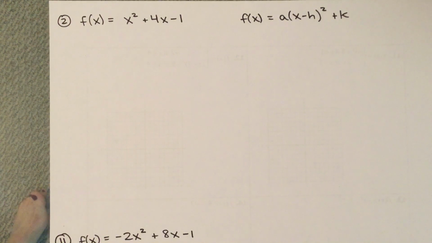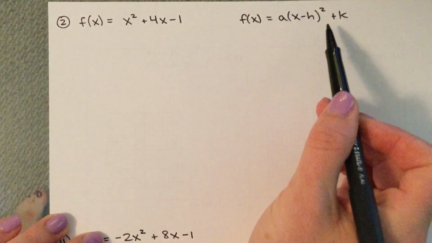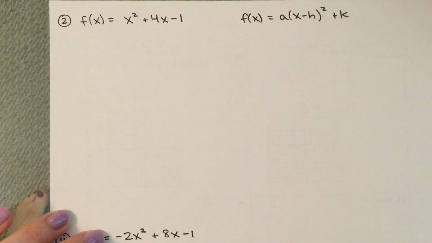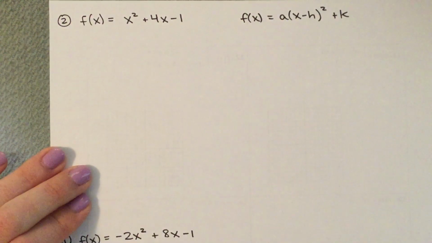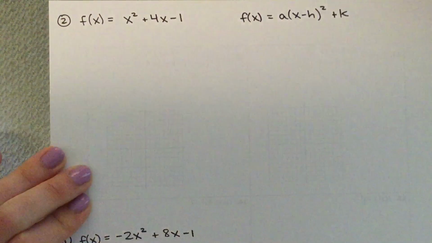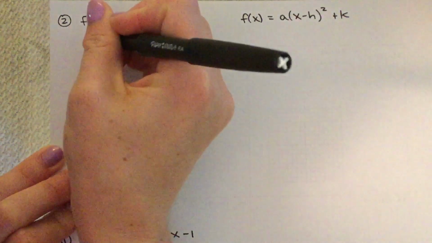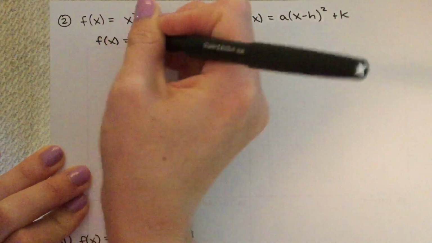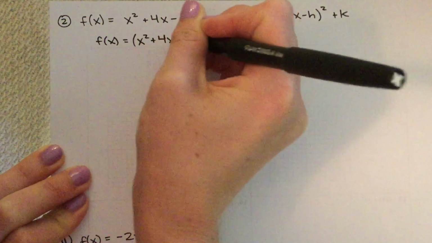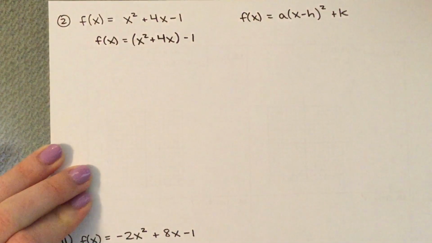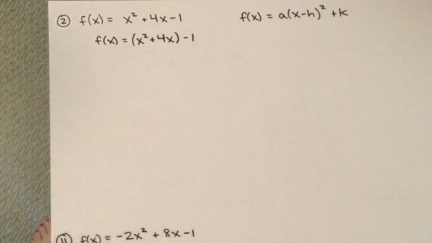So starting with number 2, we have a 5-step process to converting into vertex form. I just wanted to write the vertex form right here, so we have it right in front of us and we know what our end goal is. So step number 1, we want to group ax squared plus bx. We're taking just this first part, grouping those 2 items together. For now, it's almost like we're ignoring that -1 at the end. So that's step 1, very easy step.